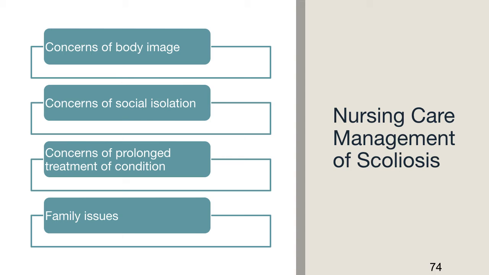Some of the nursing care management is concerned with body image because, again, my body's not normal. I've got a curve in my spine. I have to wear a brace. And so obviously this is something that causes a lot of non-compliance, and it also makes them feel very self-conscious. There's concerns about social isolation. Nobody's going to like me because I have to wear this brace. Concern for prolonged treatment of their condition because this isn't something that just goes away in a short period of time. They're in that brace for a long period of time. And then there can be family issues.